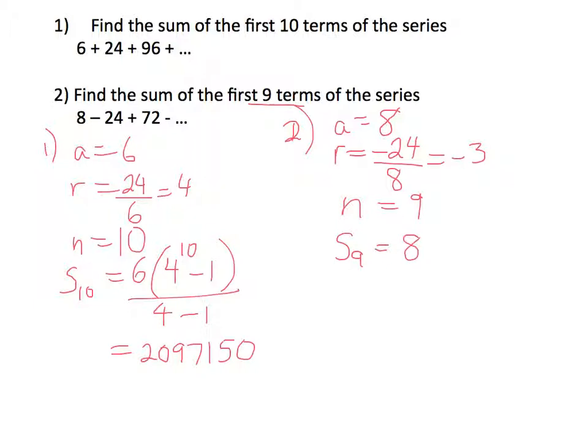It's A times R to the n, where R is negative 3, to the n minus 1, over R minus 1.